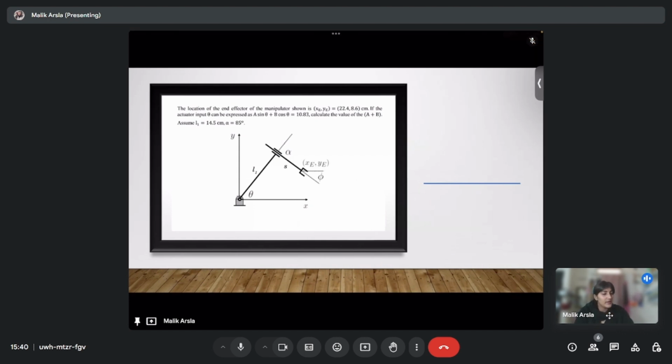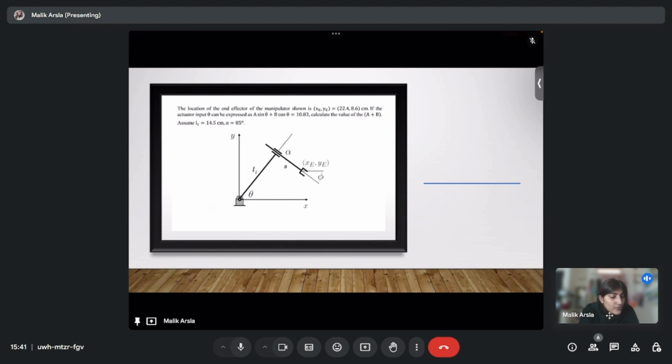Now let's move to the next question then. This one I want you people to try, because see the location of the end effector, it's similar to the configuration that has been given in the first question, right? The location of the end effector of the manipulator here is given. So XE and YE have been given to us. If the actuator input theta can be expressed as A sine theta plus B cos theta equal to 10.83, calculate the value of A plus B.